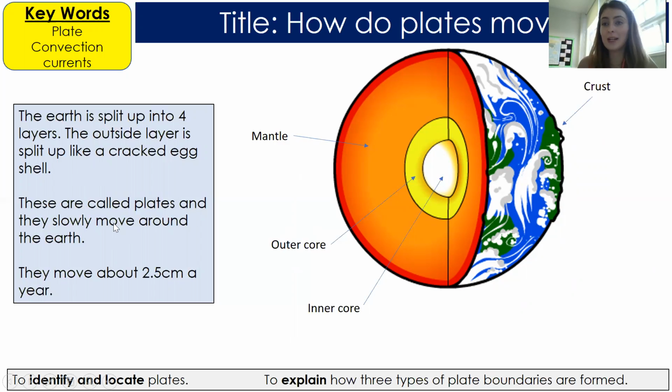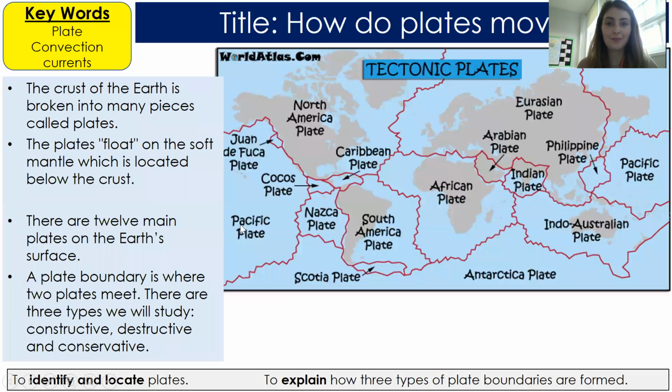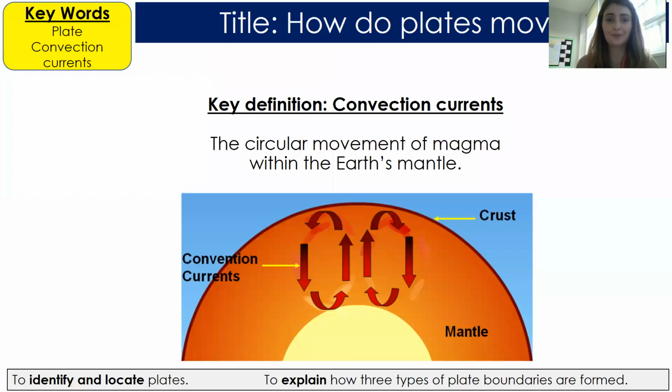And these plates move really, really slowly around the Earth. And just a little fact, they move at about 2.5 centimetres a year, which doesn't seem like much, but it does build up over thousands of years. So the crust of the Earth is broken up into many pieces called plates, which we know. The plates float on the soft mantle, which is located below the crust. There are 12 main plates on the Earth's surface, and there's 3 different plate boundaries and plate types. So we're going to look at those now.